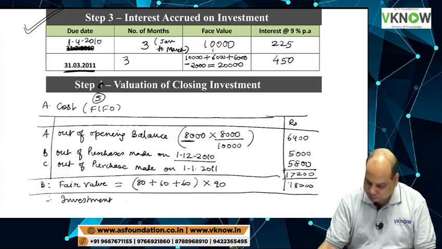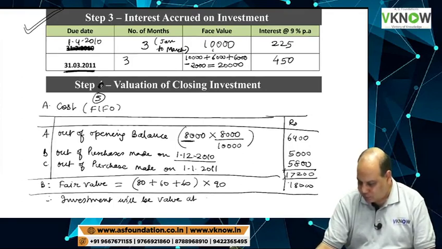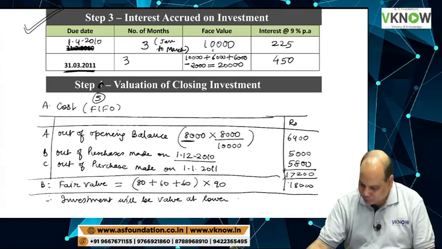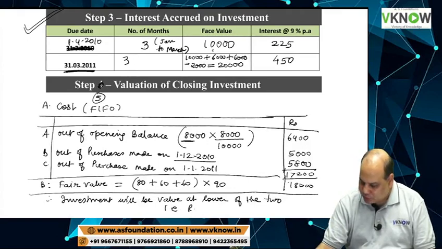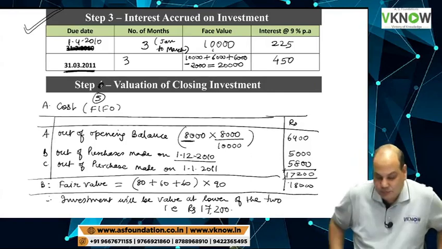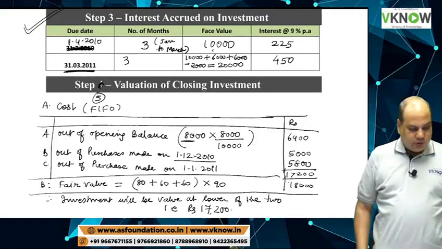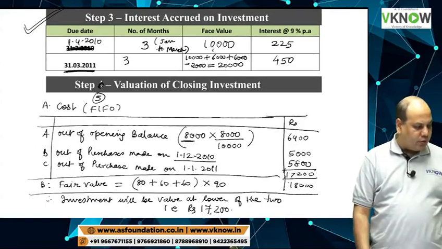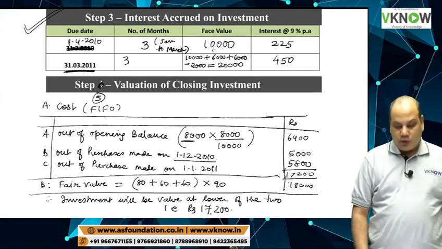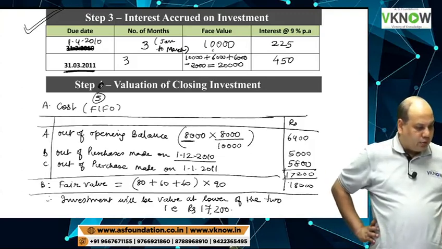Therefore, investment will be valued at lower of the two, and that is rupees 17,200. Closing investment will be valued at 17,200, being the lower of the two. Is it right now?